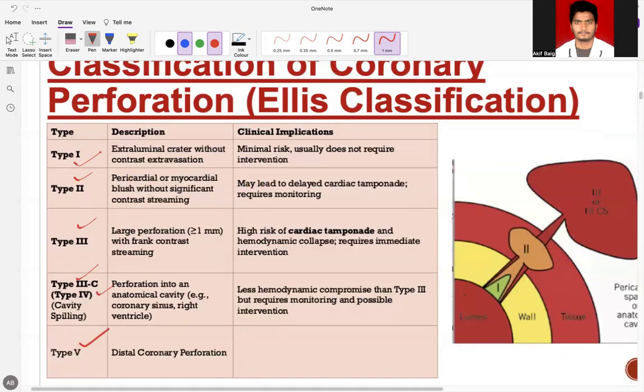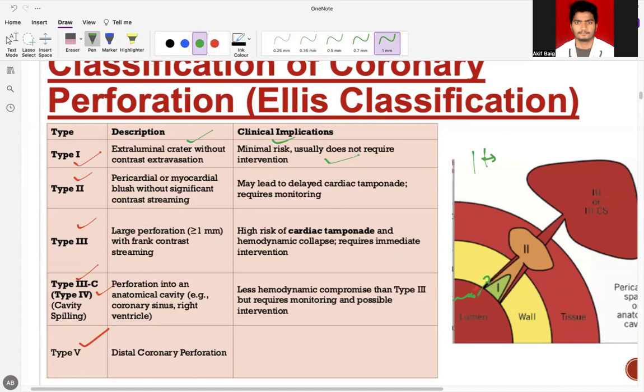So you can see here, supposing this is the coronary artery lumen. Suppose there is perforation at the lumen and there is some leakage from the lumen into the wall of the vessel. If the leak occurs only limited to the wall of the artery, then it is type 1. There is no contrast extravasation. If you give an injection, the contrast will not leak outside of the coronaries. That is what is called type 1. It has a very good prognosis, minimal risk, and usually does not require any intervention.